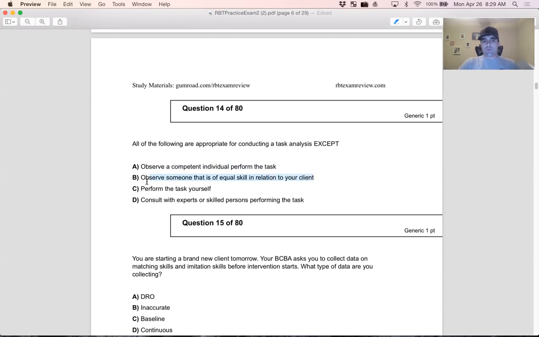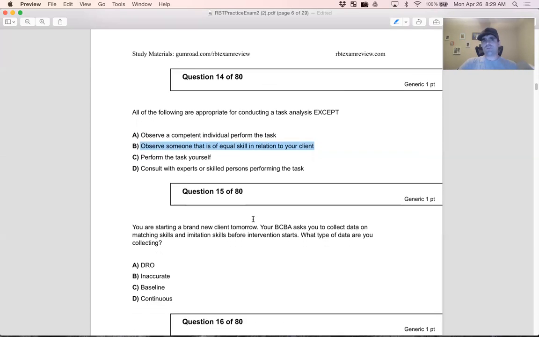B is not acceptable. Again, observing someone that is of equal skill in relation to your client is not acceptable because our client does not have sufficient skills. So we want to create a task chain, using our task analysis, that is sufficient to teach the skill. Tricky question.